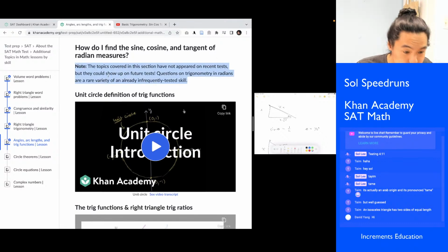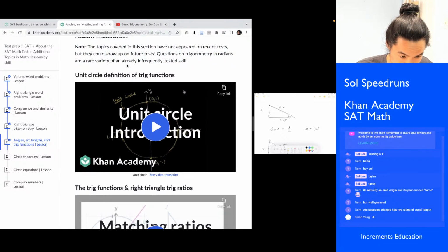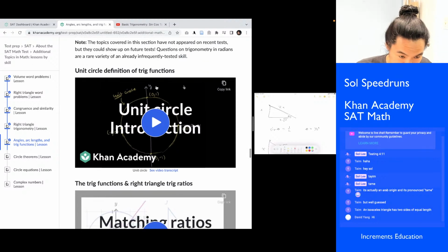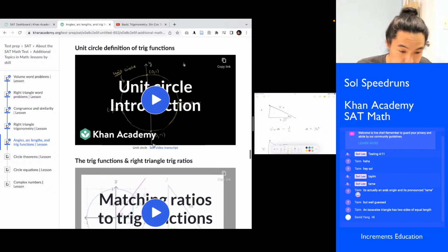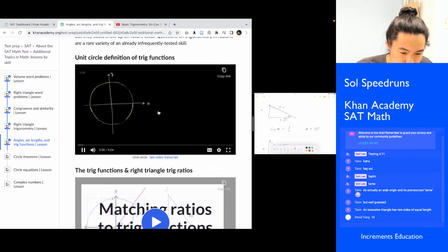Note, have not appeared. True, radians are. I've never seen radians before. The old SAT basically didn't have trig, besides basic triangles. Unit circle definition. What is a unit circle?